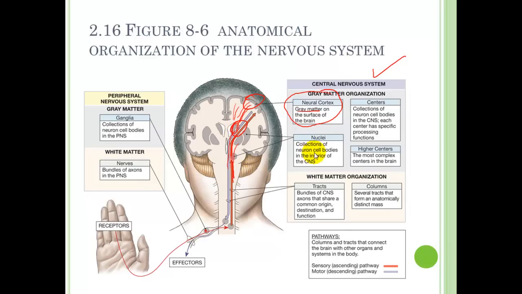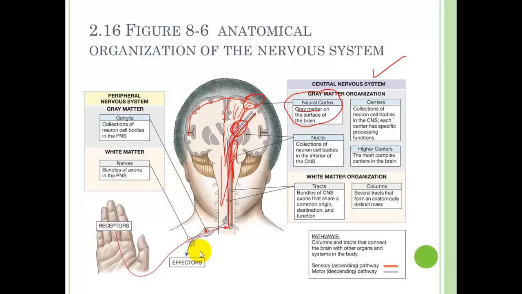Nuclei: a collection of neuronal cell bodies in the interior of the brain. You're going to get communication occurring, sensory input in this direction, and communication occurring from the top, conscious thought, down towards autonomic running areas. You have centers, collections of neuronal cell bodies in the central nervous system. Each center has a specific function as far as the neuronal centers go, or the gray matter centers. And then you have higher centers, the most complex centers of the brain. So higher brain functions would be composed of these areas here.